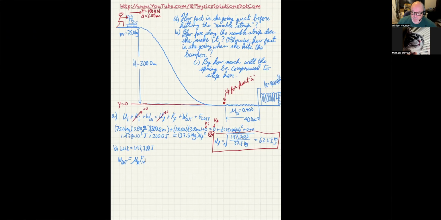The ground is level, so the normal force should just be mg. And in fact, we're going a distance d, and the force is a constant. So the work out will be mu k times the normal force times the distance d that we travel across the rumble strip. So in this case, we'll say max.